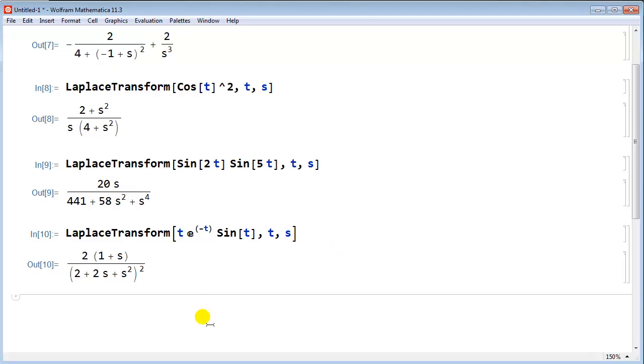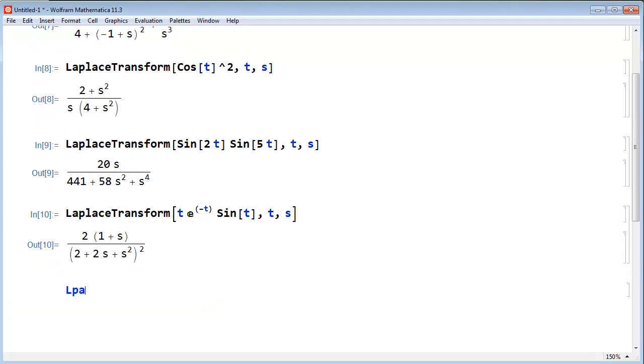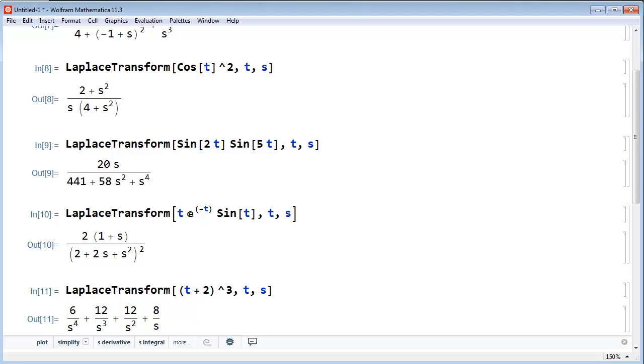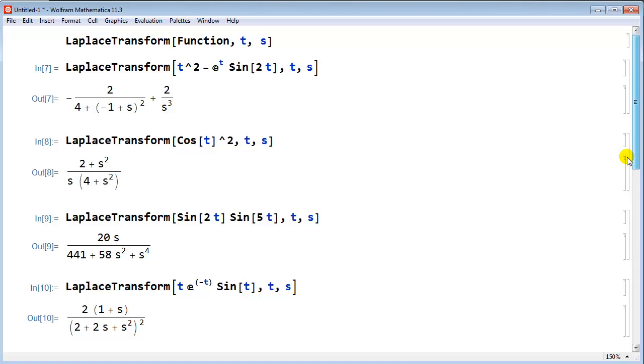Let me do one last example, something I didn't do in the video, just to show you. Let's say you want to find the Laplace transform of (t plus 2) cubed. Normally by hand, the way you would do it is you would expand this and then do it term by term. So we can close that and do that, and that's what you'll get. So that's how easy it is to take Laplace transforms of functions in Mathematica.